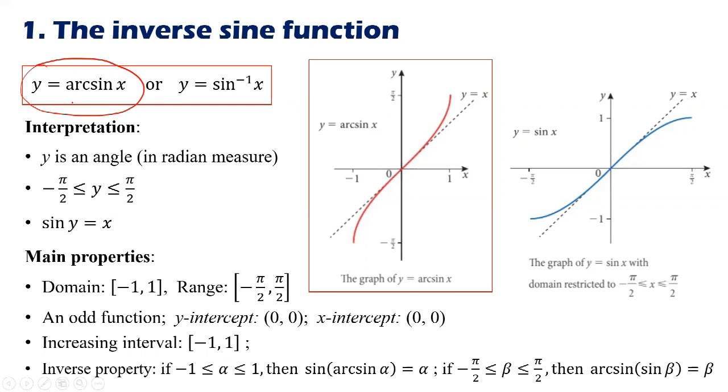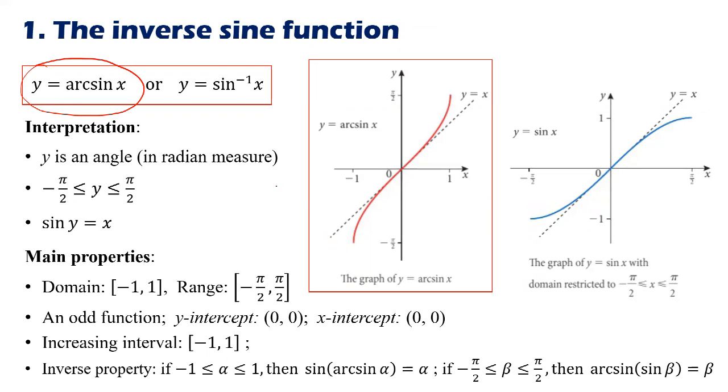Okay, I'll repeat. If you have an expression like y equals arc sine x, or y equals the inverse sine x, this can be interpreted as below. So first of all, y here is an angle in radian measure. Second, this angle must lie within minus half pi to half pi. Third, the sine value of y equals x. This is the interpretation of this expression here.